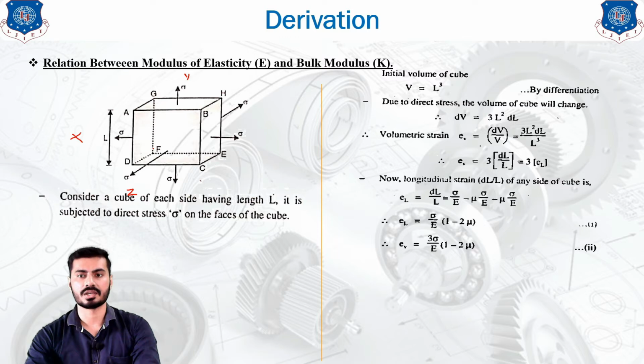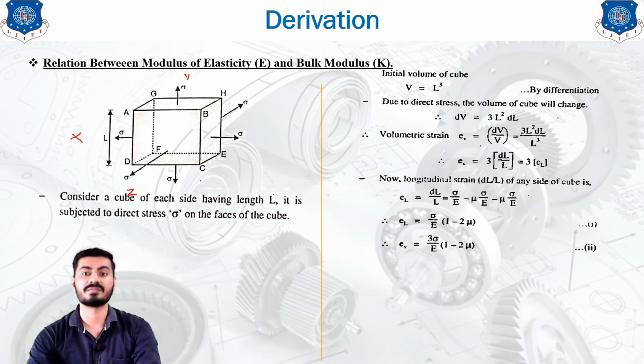This equation can be simplified by cancelling out L square from the numerator and the denominator L cube. The simplified form can be written as epsilon V equals 3 into dL upon L. Now what is dL upon L? dL upon L is the linear strain, which can be written as epsilon L or epsilon X. So epsilon V equals 3 epsilon L. This is our volumetric strain, which is 3 times the linear strain.